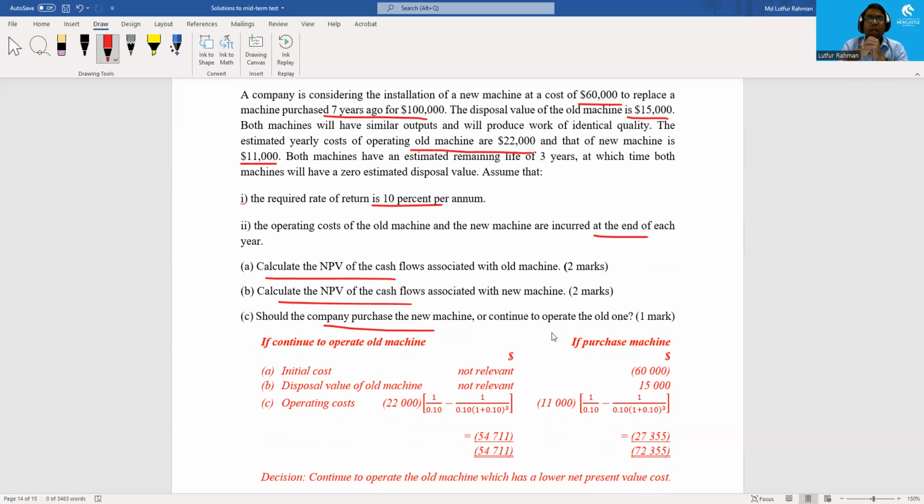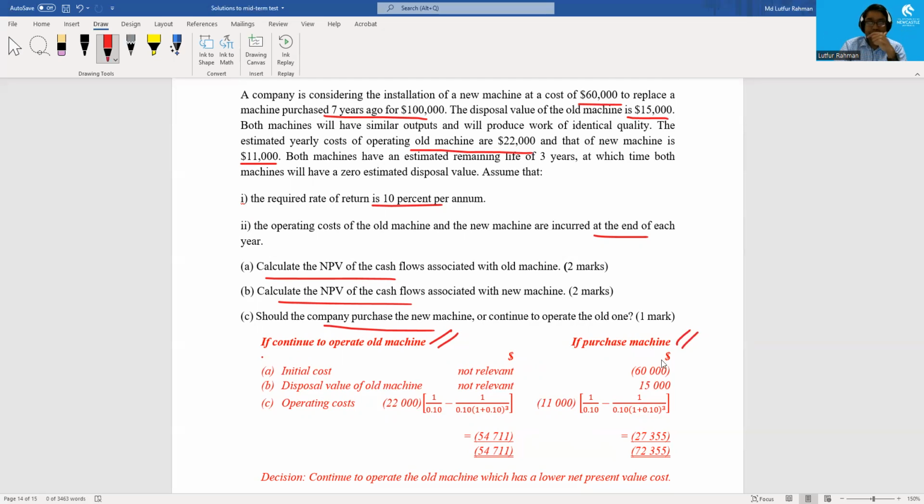Once again, I have checked your answers. Many of you approached this question fairly correctly, but maybe misunderstood a couple of points. Let me tell you. First of all, for example, this is the project where you continue with the old machine, and this is the project you continue with.